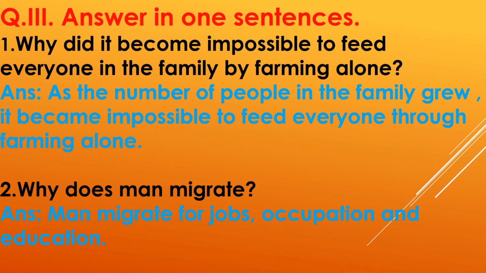Answer in one word. Why did it become impossible to feed everyone in the family by farming alone? Answer. As the number of people in the family grew, it became impossible to feed everyone through farming alone. Second, why does man migrate? The man migrates for jobs, occupation and education.